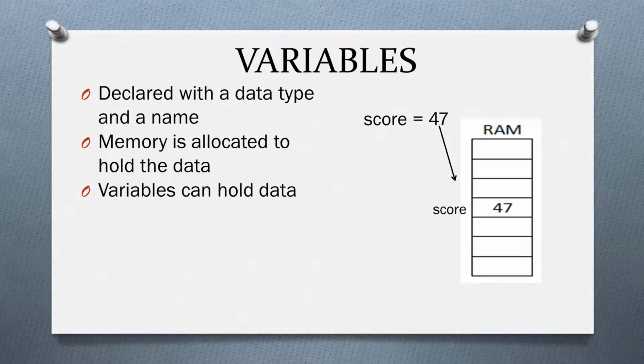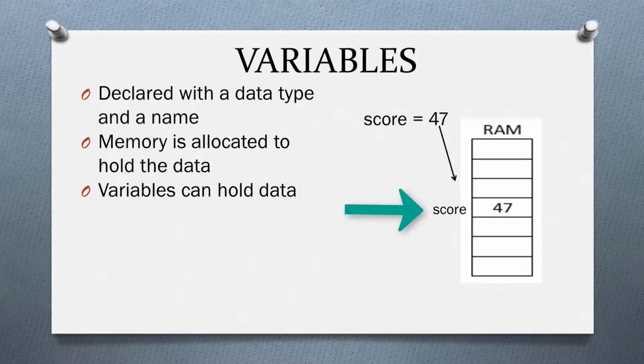A variable represents a storage location in RAM that has a data type and can have a value placed in it during the execution of the program. Variables are declared with a data type and a name. Memory is allocated to hold the data. Variables can hold data, and the data within a variable can be changed by the program.